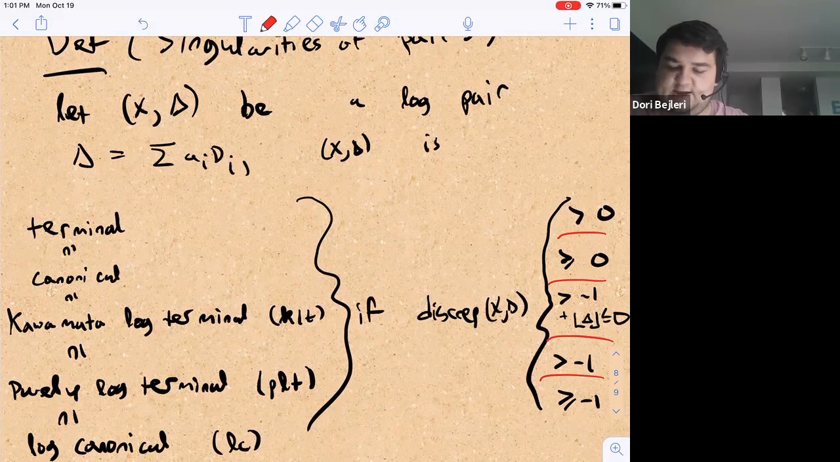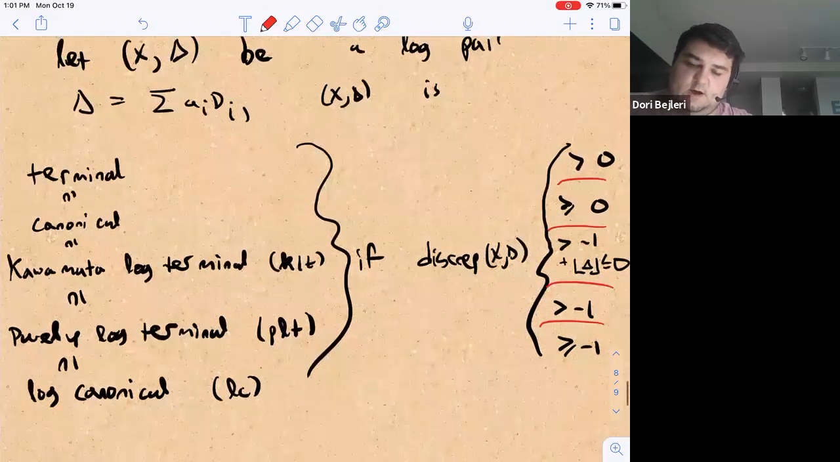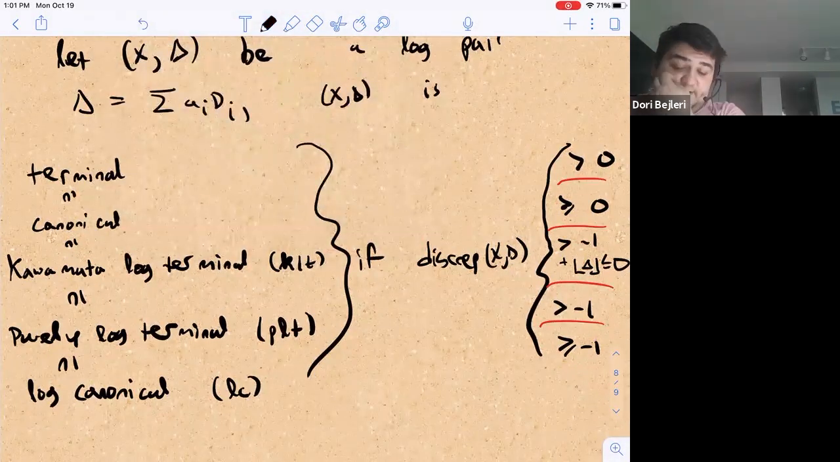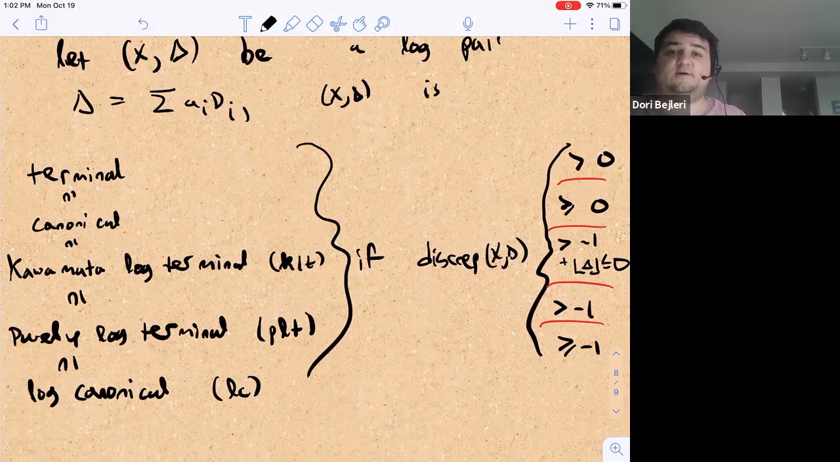Terminal and canonical, we already saw. The only difference here is that now we're still allowing a divisor delta. And so there are going to be analogs of our propositions that originally motivated the definition of terminal and canonical in terms of discrepancies, which was about sections of the canonical divisor. Now, if I have a pair that's terminal or canonical, this tells you something about how sections of the log canonical divisor kx plus delta relate to sections of the canonical divisor kx upstairs.